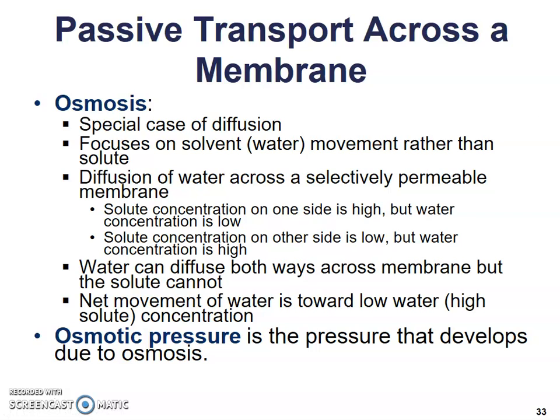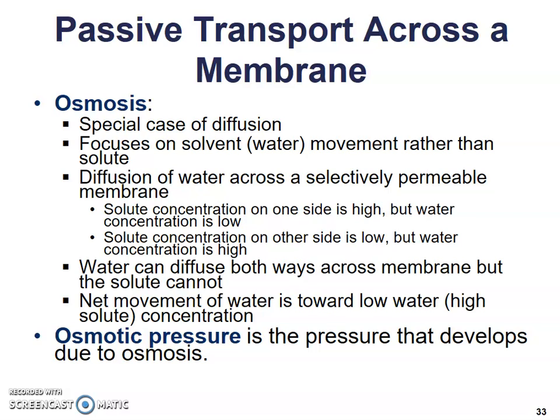Another type of passive transport is osmosis. This is a special case of diffusion that focuses on the movement of water. It is the diffusion of water across a selectively permeable membrane. That is the standard textbook definition of osmosis that everybody knows. So when the solute concentration on one side of a membrane is high but the water concentration is low, the water is going to move. If the solute concentration is low but the water concentration is high, the water is going to move. The water can diffuse across that membrane, but the solute cannot.